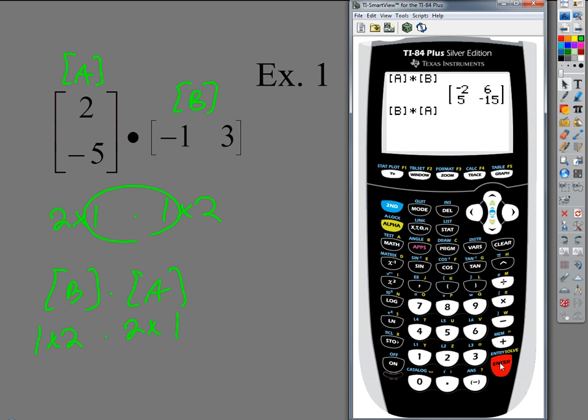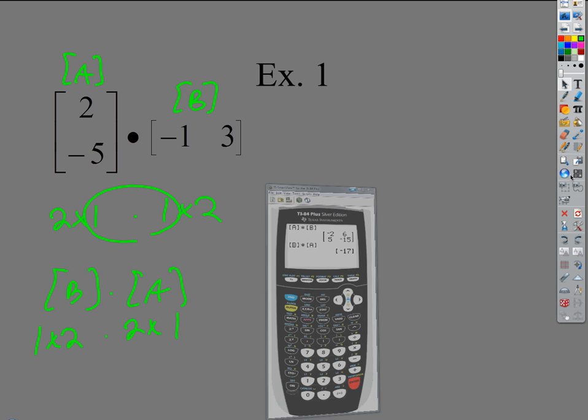Someday if you keep doing math, you'll have to learn how to do matrix multiplication. But I'm not going to take the time, because the ones we're going to do are so big anyway, we're not going to want to take the time to do them. Okay? Good question.